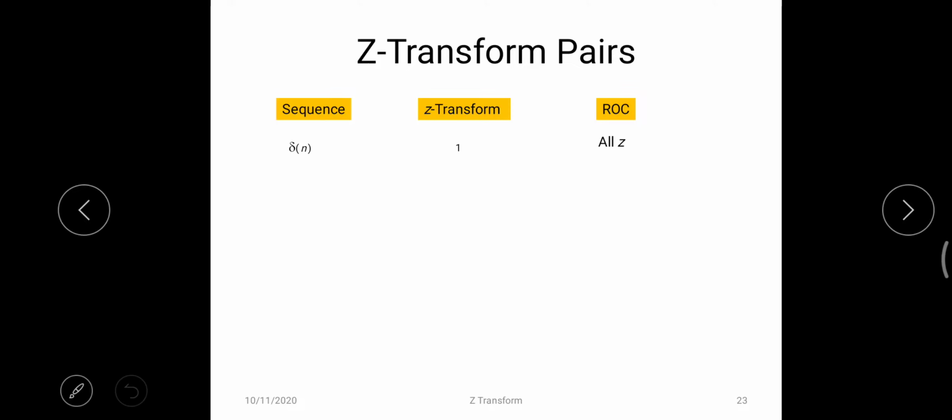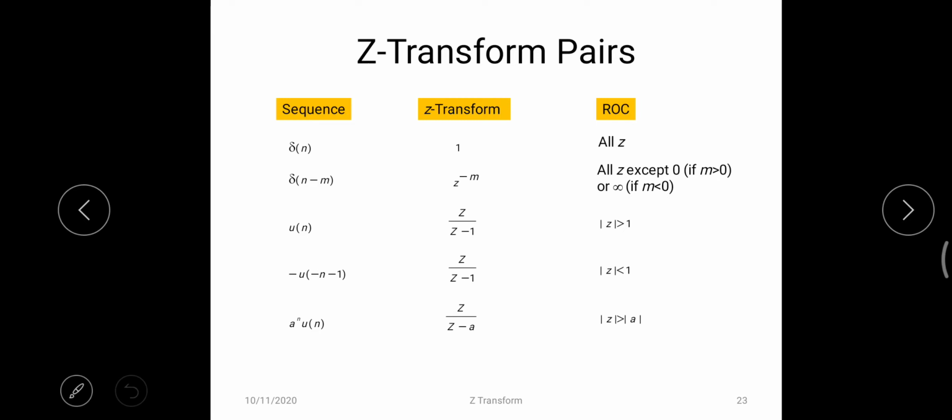Here I have given some consolidated formulas for the Z transform. So what is the Z transform of delta of n?